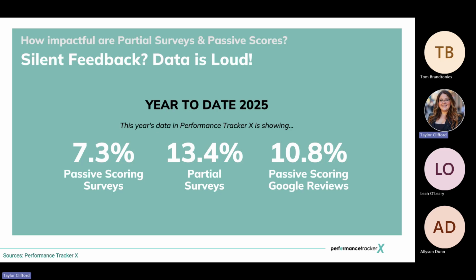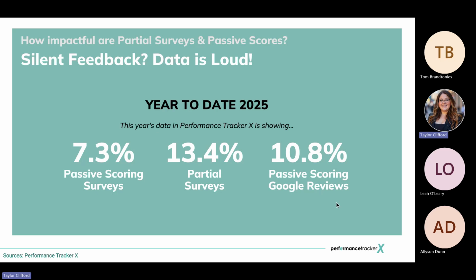So, how impactful are partial surveys and passive scores? Now, this is actual data from Performance Tracker of this year. 7.3% of all surveys completed are passive scoring surveys, so again, that score of 7 or 8 on the Net Promoter Scale. 13.4% are partial surveys. So either they went through the whole survey and filled it all out and didn't hit submit at the end, or maybe they just clicked on the email and only gave you a Net Promoter Score. Anything that is partially completed is at 13.4% right now in our system.